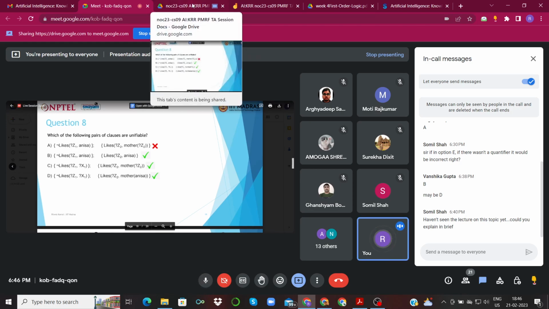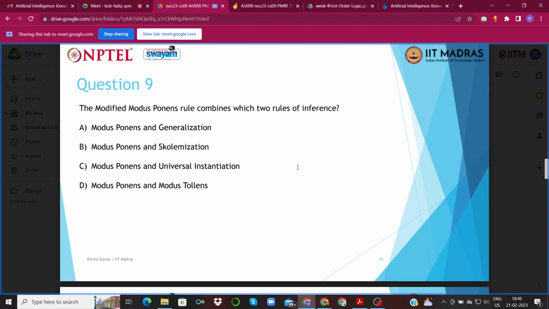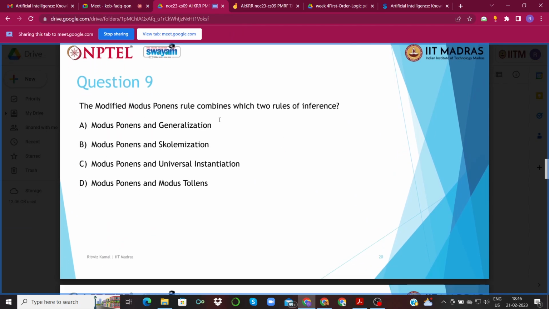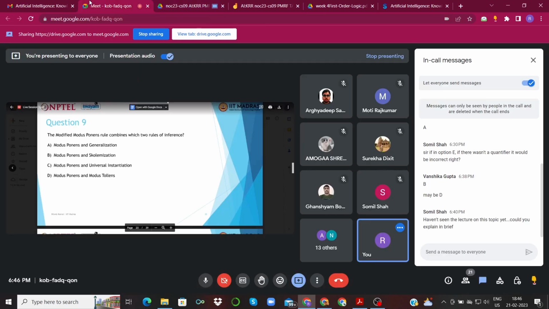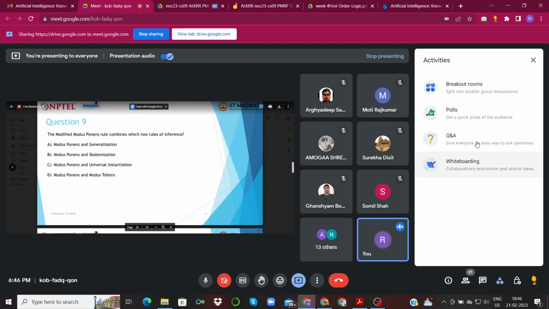Okay, so that's great. If we have no doubts on this question, let's move on to the next question, which we kind of already discussed, but still. So the modified modus ponens rule combines which of the two rules of inference? So I'll quickly just launch a poll for this question as well.